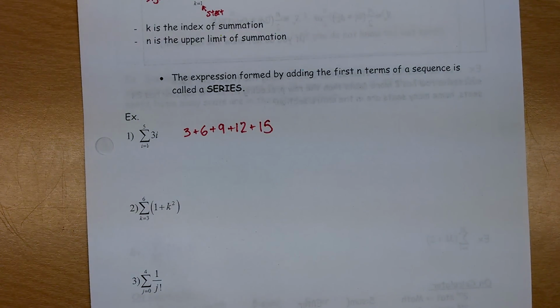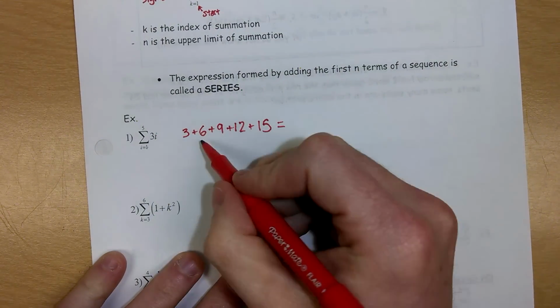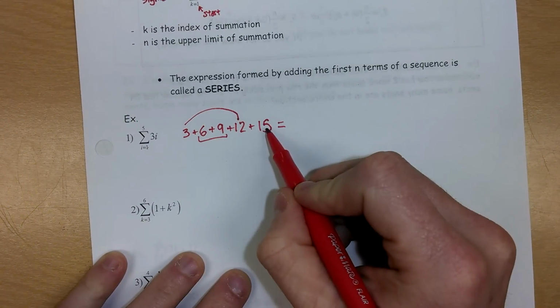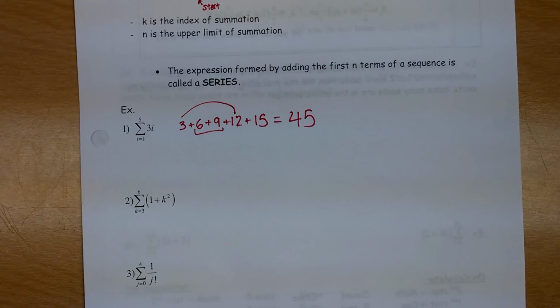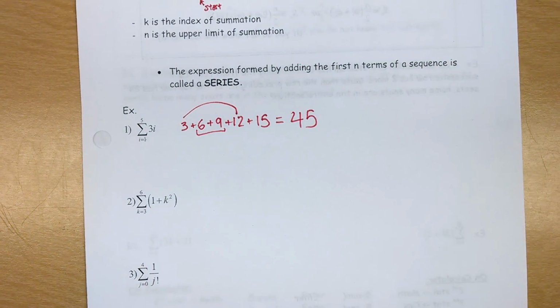So this is our series, and we want to add these up. We can do some math in our head. We've got a 15 here, we have a 15 between these two, and a 15 here. So that makes 45. So the sum of that sequence, the first 5 terms, is 45.